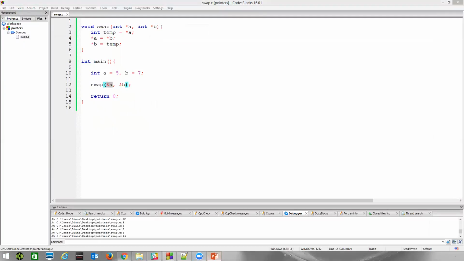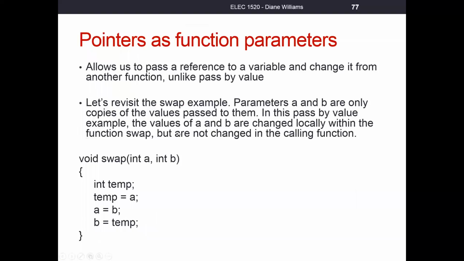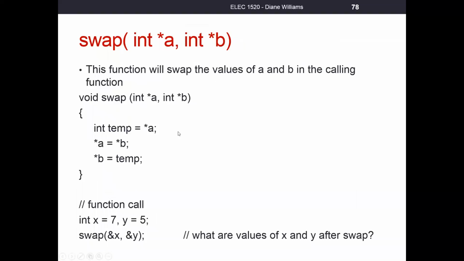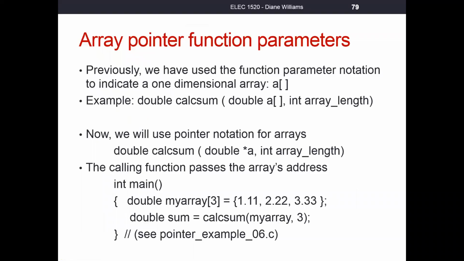All right, so that's one way then to use pointers as function parameters. All right. Now let's see how we work with arrays as function parameters. So we're going to start out by writing a function that, well, let's write a function first that calculates the sum, and then we'll work with array as function parameters.